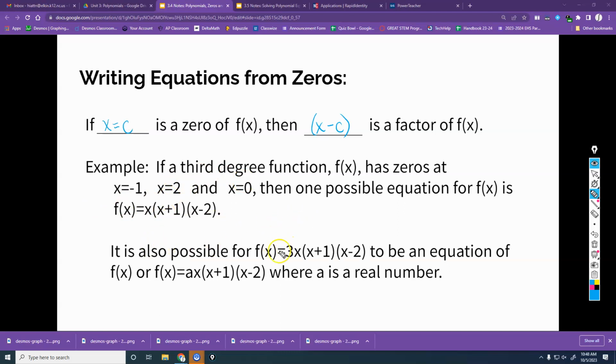It is also possible that 3x times x plus 1 times x minus 2 could be an equation for this. Notice here the only thing different is that I put a 3 right there.